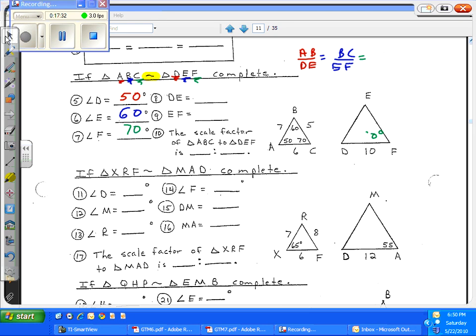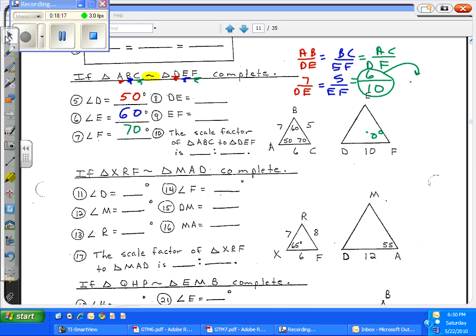and AC, first and last letter of the first one, would correspond to DF, first and last letter of the second one. So then we could go to the picture and pull in our numbers. AB in the picture was 7. DE in the picture we don't know. BC in the picture is 5. EF in the picture we don't know. AC in the picture is 6. DF in the picture is 10.